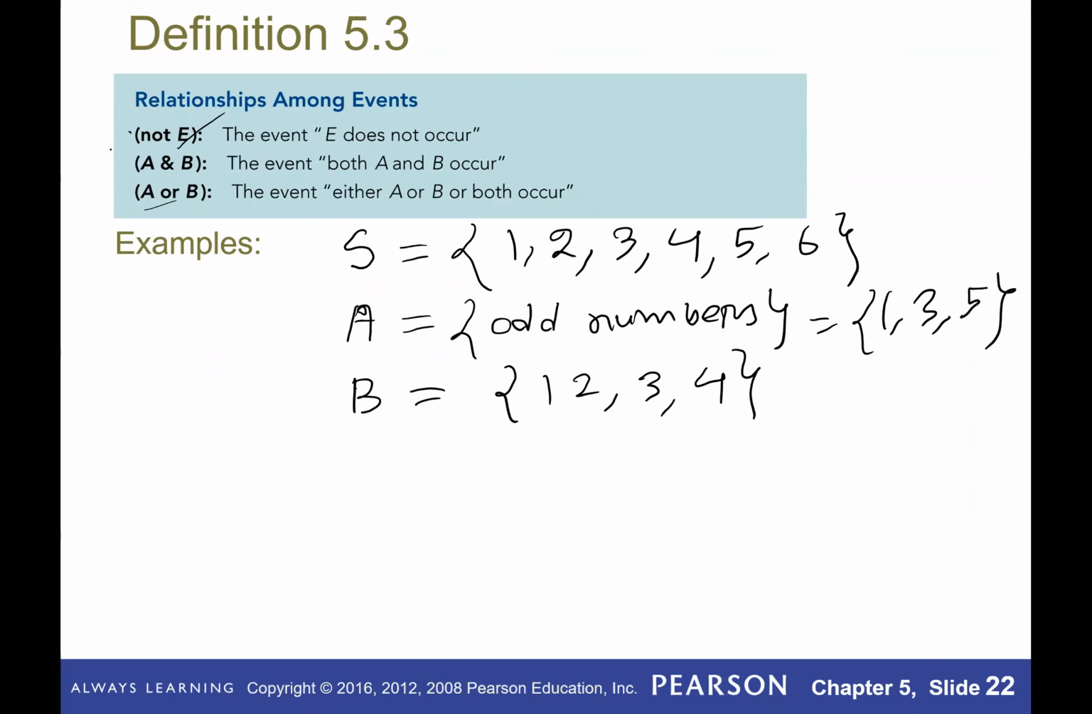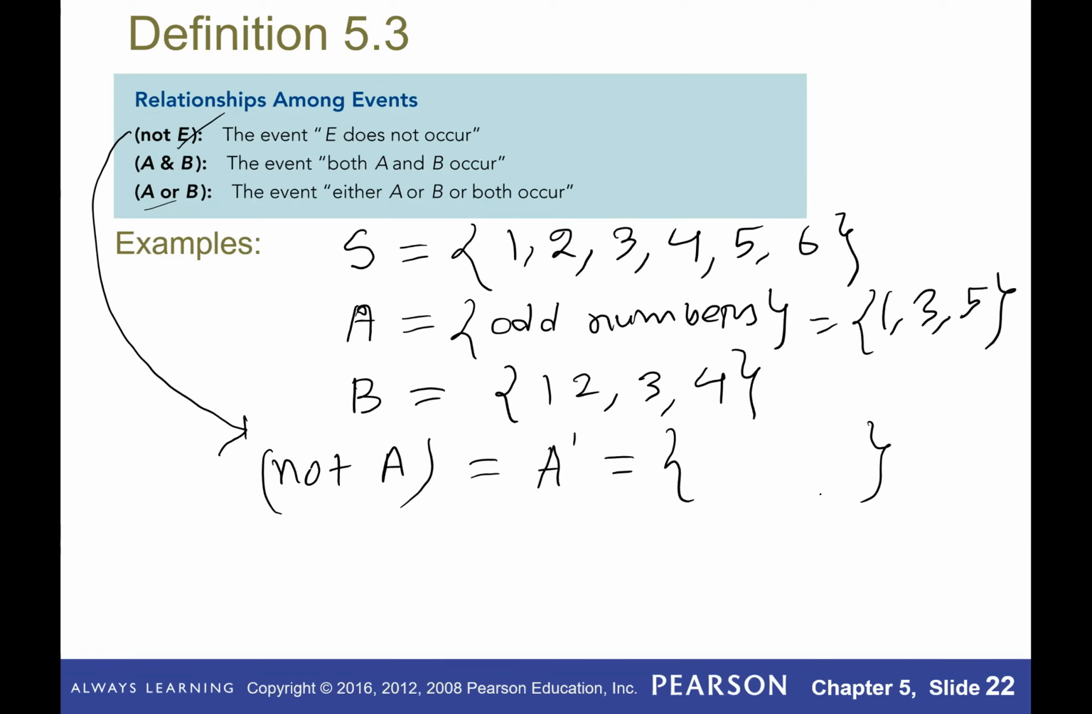Okay, so the first one is not E, or we can say not, here we do not have E, maybe we consider not A. An event which is not A. Not A means a complement, that means A prime. So what are the elements in A prime or A complement? Which elements should be in A prime? Anyone?